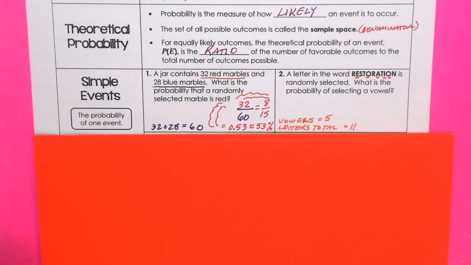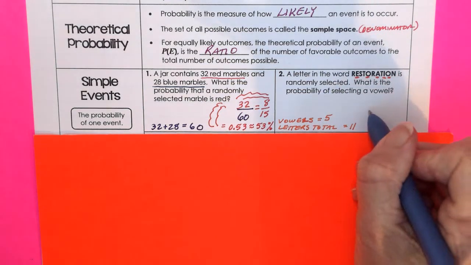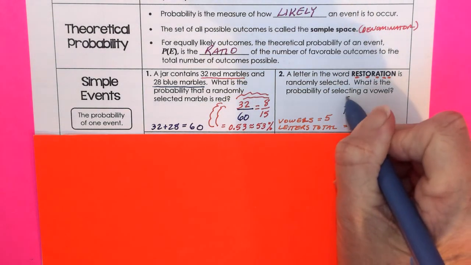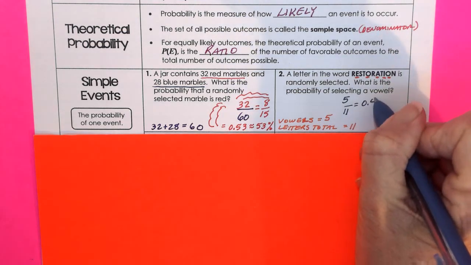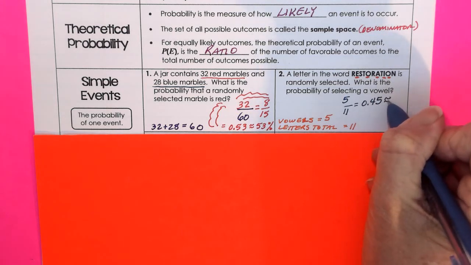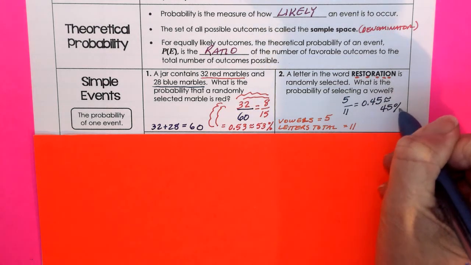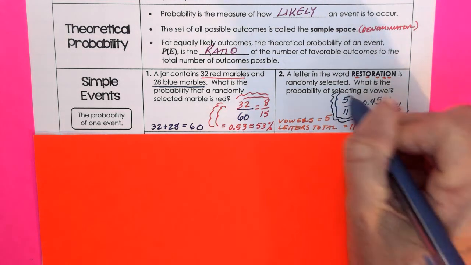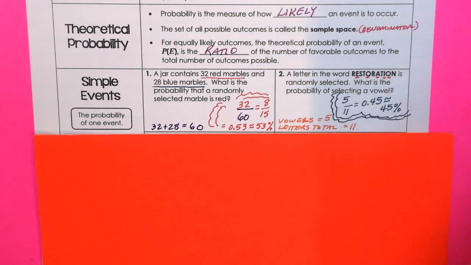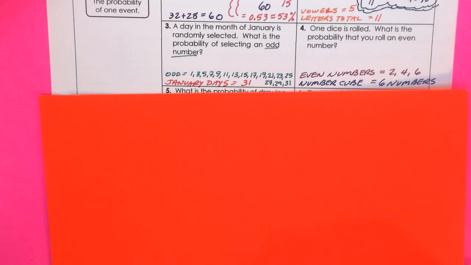The next question says, a letter in the word restoration is randomly selected. What is the probability of selecting a vowel? So we've got 11 total letters in the word. And we have 5 of the 11 which are vowels. That would then become 0.45 as a decimal, which is about 45% when you multiply by 100. So depending if they wanted the answer as a fraction or ratio, that's your first answer, 5 over 11, 0.45, or a 45% chance. Next set of examples.